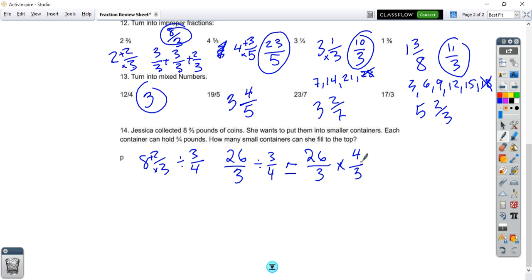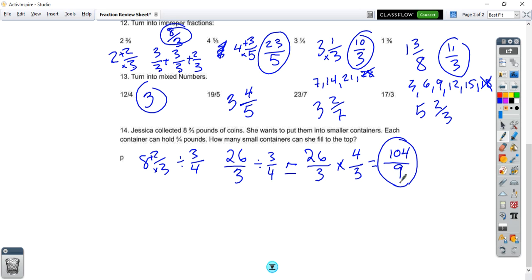Well, I know 25 times 4 is going to be 100, and then I have one extra 4 that I have to add in, so that's going to be 104. 3 times 3 is 9. So that's going to be my answer there. And that's it.